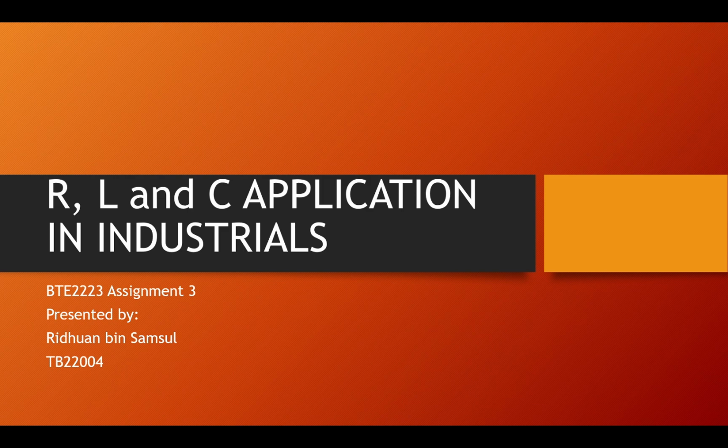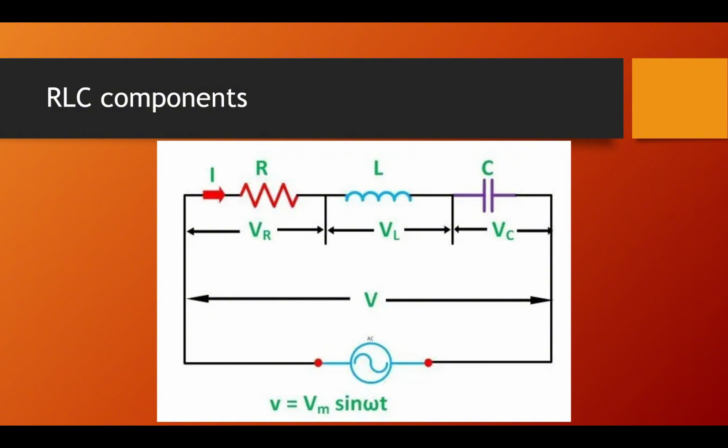I will be presenting assignment 3 for the subject Circuit Analysis: RLC applications in industrials. So RLC components: R is for resistor, L is for inductor, and C is for capacitor.